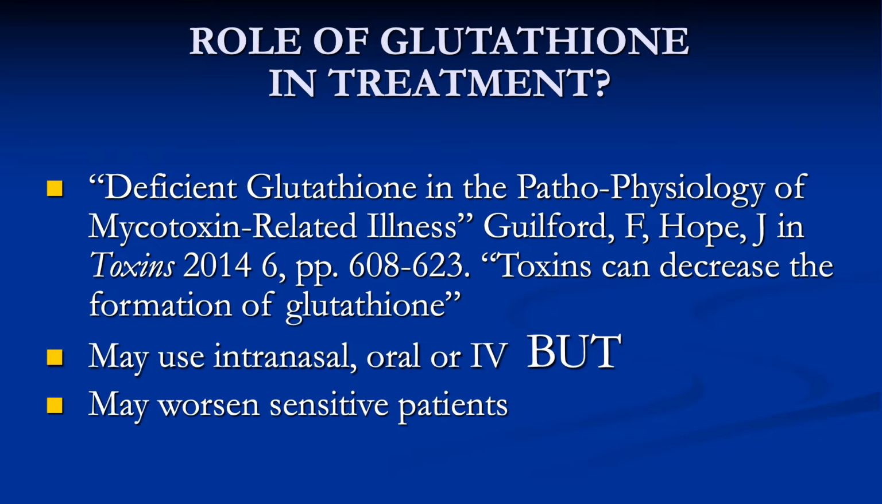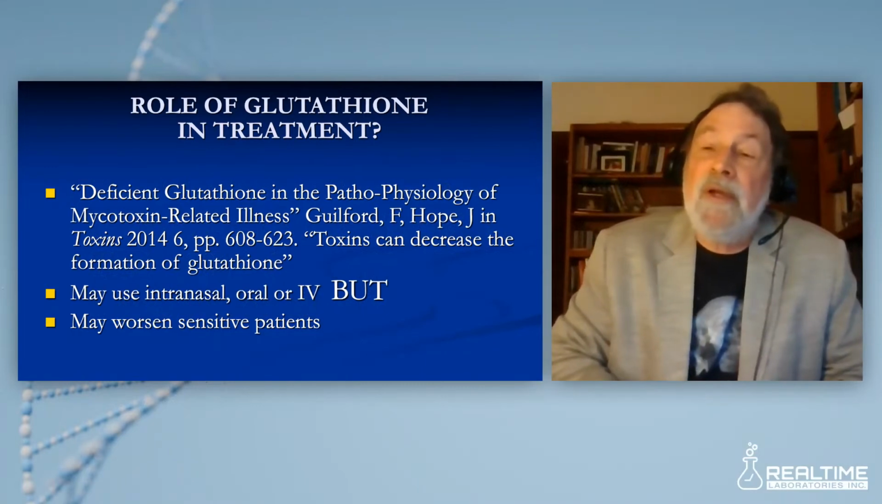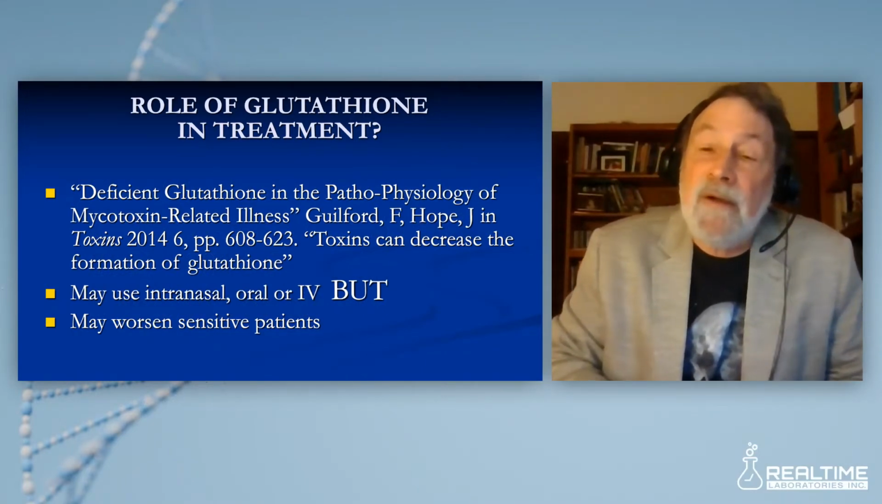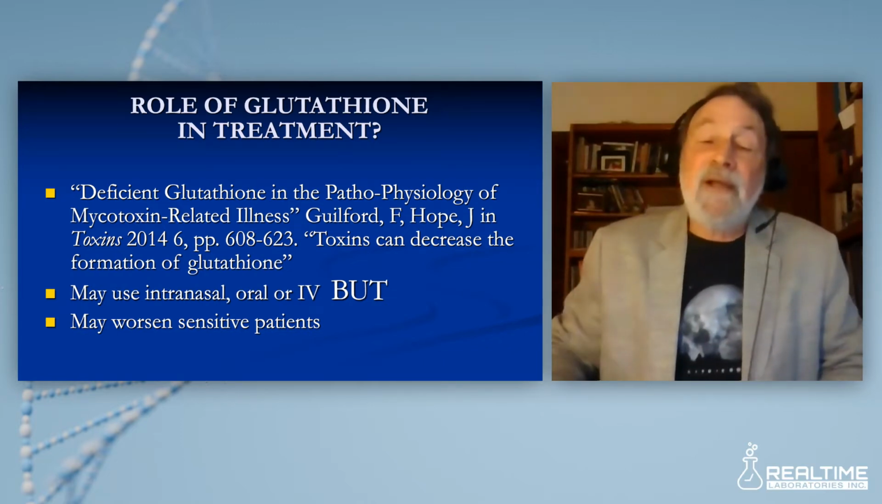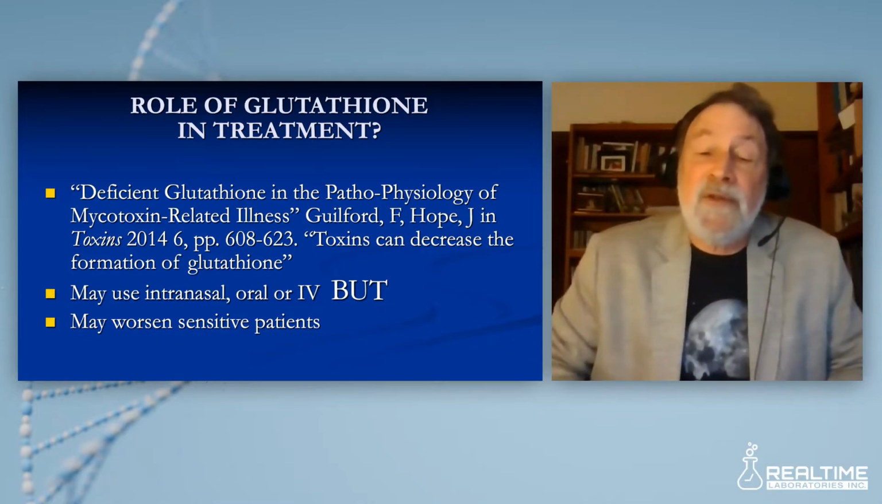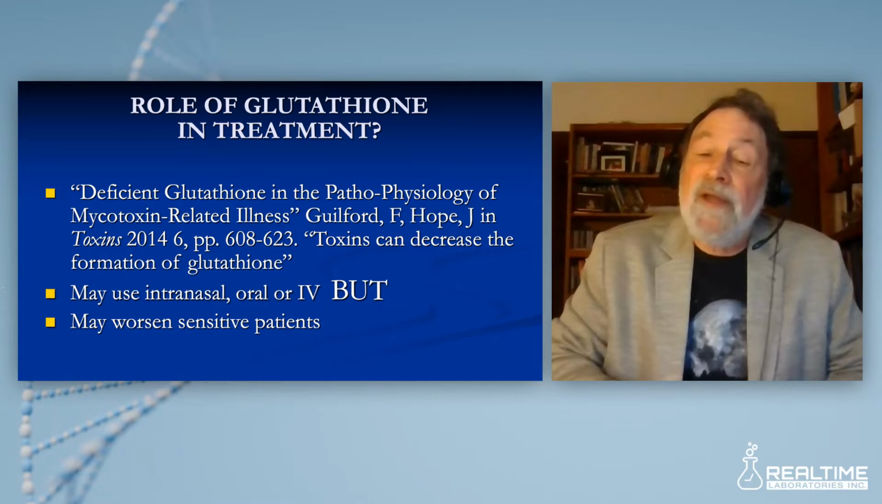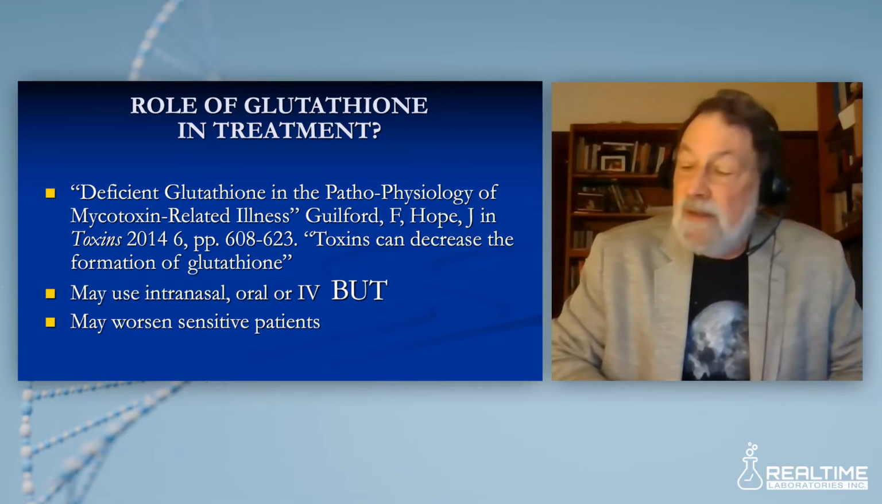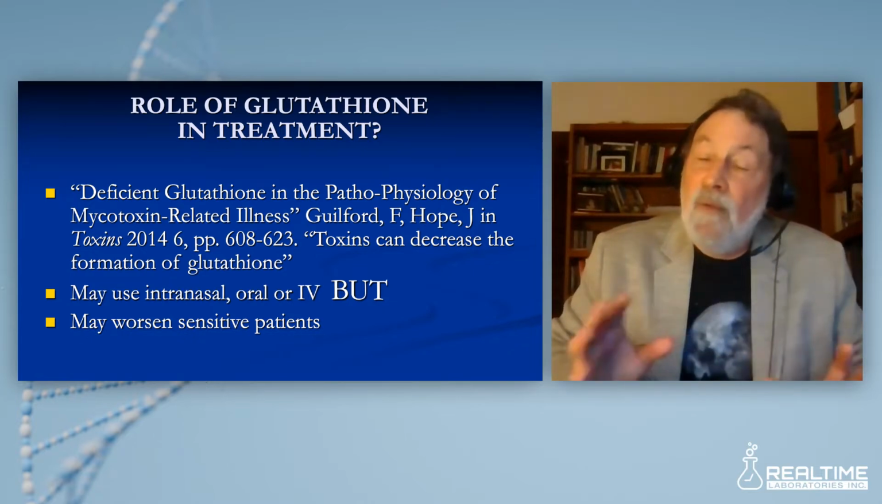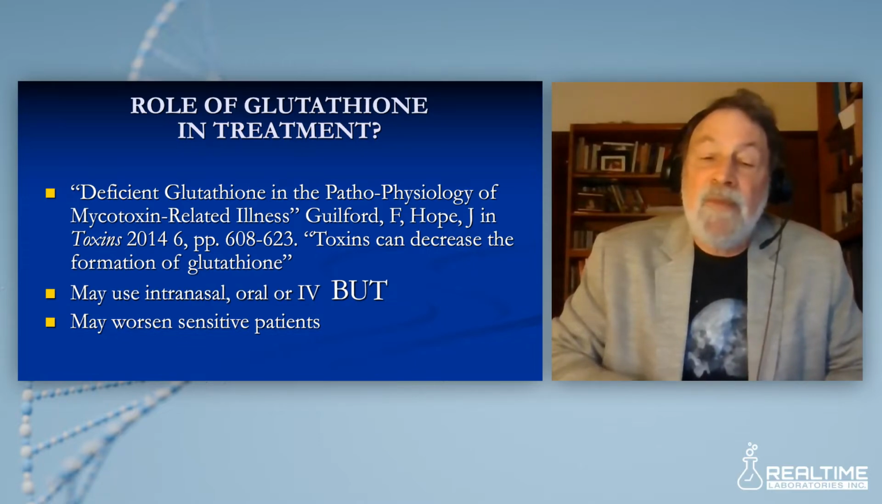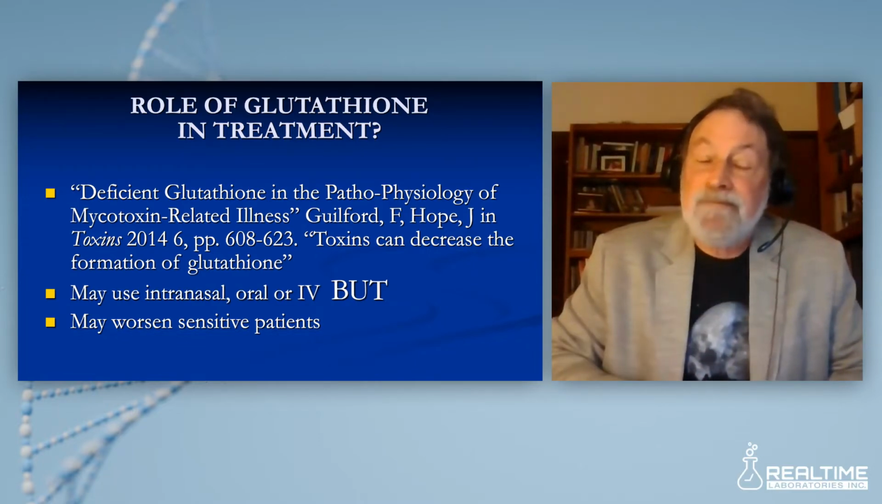The role of glutathione in treatment. Here's a paper by Jeanette Hope, in which she notes that toxins can decrease the formation of glutathione. We know that they do because toxins trigger the cell danger response, in which the body protectively shuts down the methylation cycle, hence stops making glutathione to the same extent. So you can use glutathione in treatment in many forms, intranasal, oral, or intravenously. But, and here I want to be the devil's advocate, it may worsen sensitive patients.